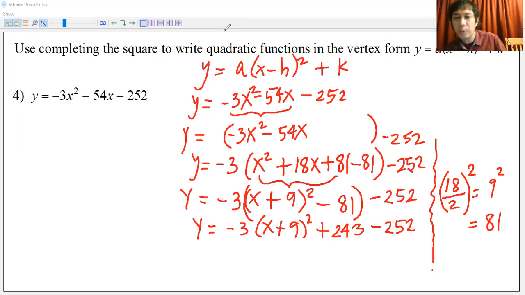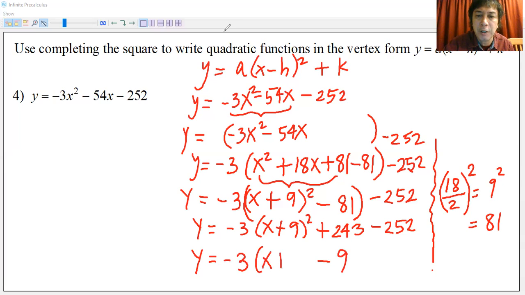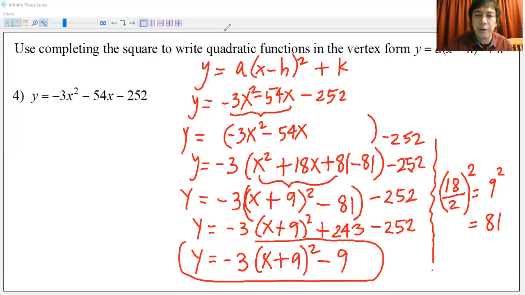All right, the next line will just be the difference between 252 and 243. And that will be like, how much is that? Negative 9, okay? 12 minus 3 is 9. So we have a negative 9 here. There. And the rest are the same. So we have y is equal to negative 3 times (x plus 9) squared, this is x. And this is the required vertex form.